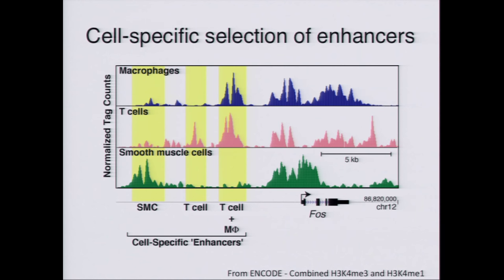And while the promoter of FOS is marked by histone modifications in all cell types, what you'll observe looking upstream and downstream of the transcriptional start site is that the genomic landscape is very cell type specific. So for example, here in smooth muscle cells, we see histone modifications associated with enhancers that are smooth muscle cell specific, whereas here we see a modification that's specific to T cells, and here a modification that is observed both in T cells and macrophages. So we can imagine that in smooth muscle cells, this region of the genome may be important in driving the expression of FOS in smooth muscle cell specific contexts.